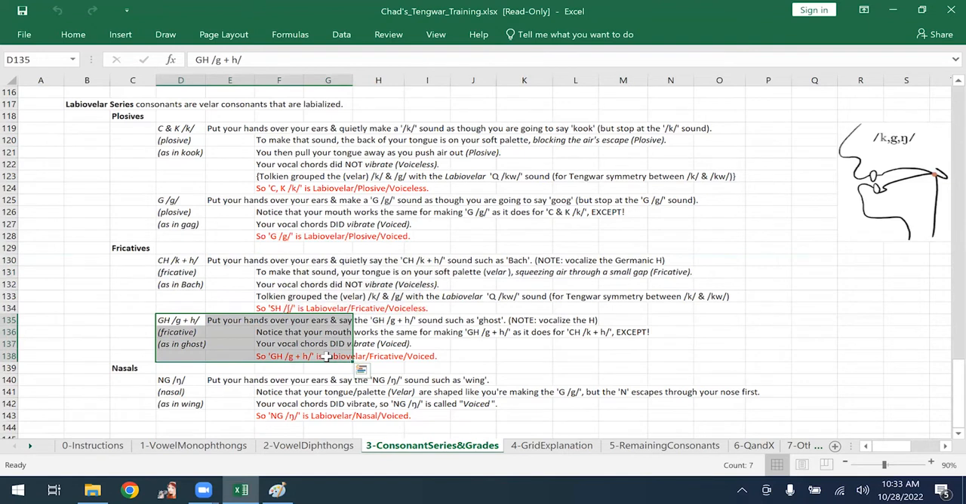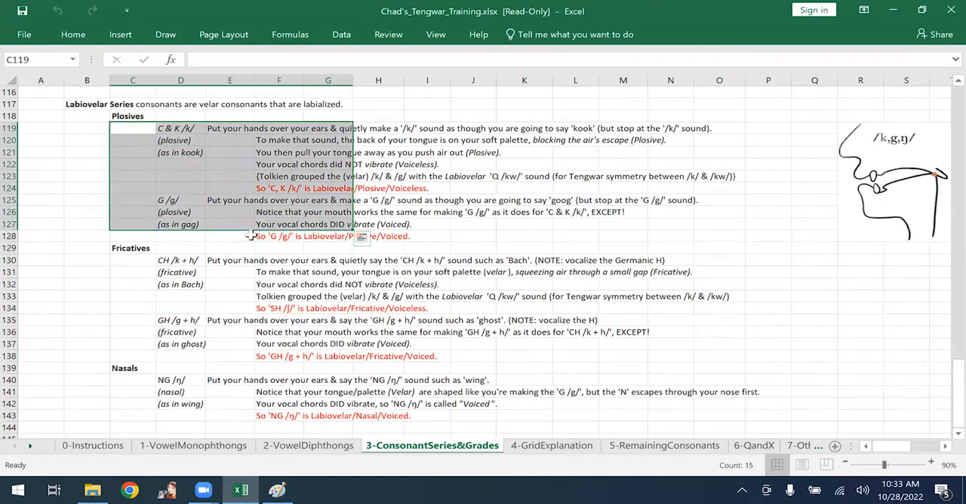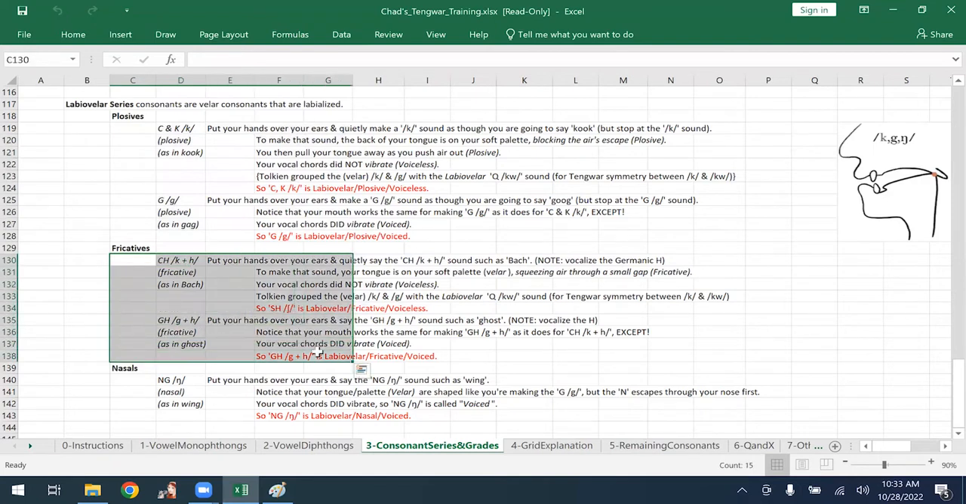The GH is a voiced version of the KH where you still hear the H afterwards, but the fact that you do the G makes it vocalized, just like the K and the G plosives are the differences between non-vocal and vocal. Now you've got CH and GH, which are the same exact difference, right? So you do the Bach and the ghost. There's also a gast, if that one's easier. So do those. Bach, ghost. Can you hear the difference? Yeah. It's kind of hard to say the H for us. We are so used to not doing it that it's hard for us to do it.